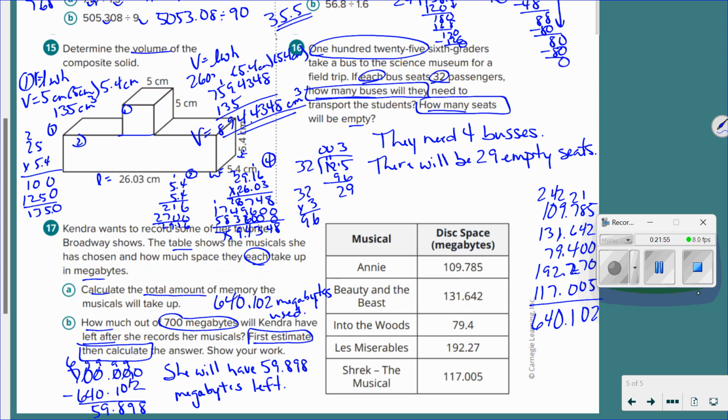Okay, one quick correction, and when we go back to 16, I misinterpreted this one. There's actually going to be 3 empty seats, not 29. My remainder was how many more seats I still needed to fill. So hopefully you guys all catch that one. Good luck.